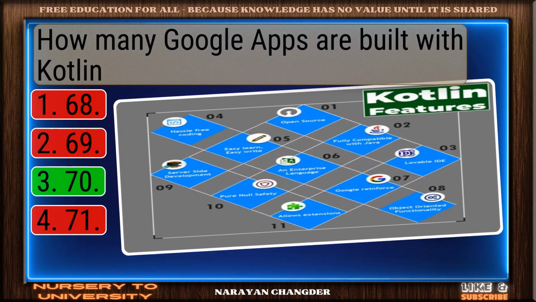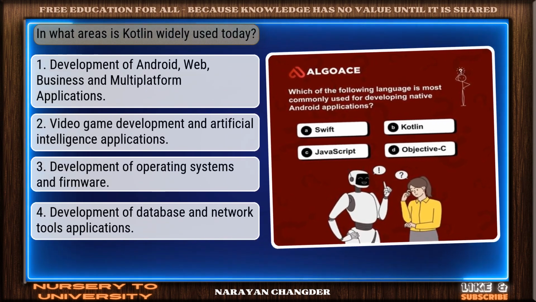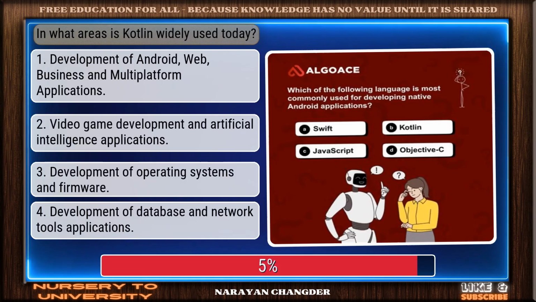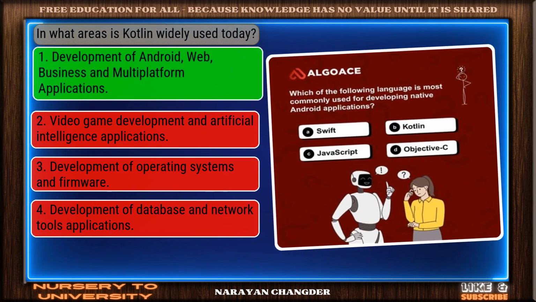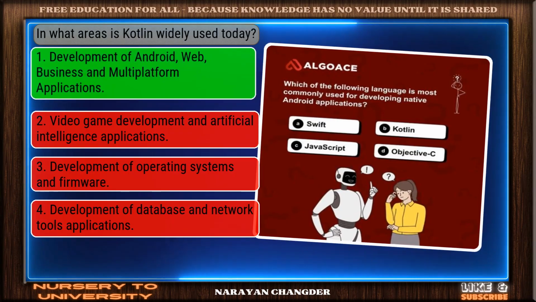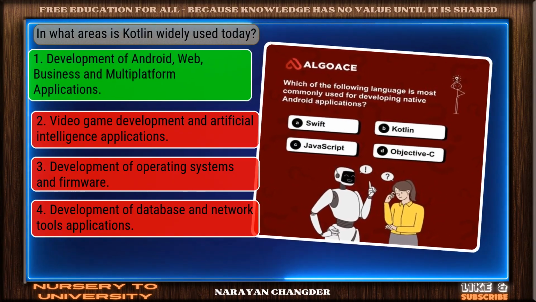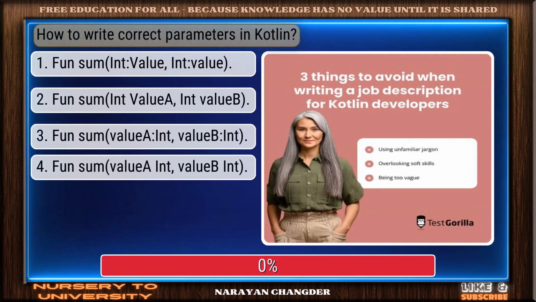Sharp thinking. 70 is the right choice. Question number 56. In what areas is Kotlin widely used today? Smart pick. Development of Android, web, business and multi-platform applications is the correct choice. Question number 57. How to write correct parameters in Kotlin?